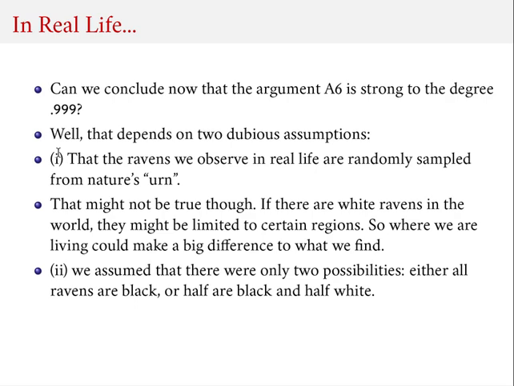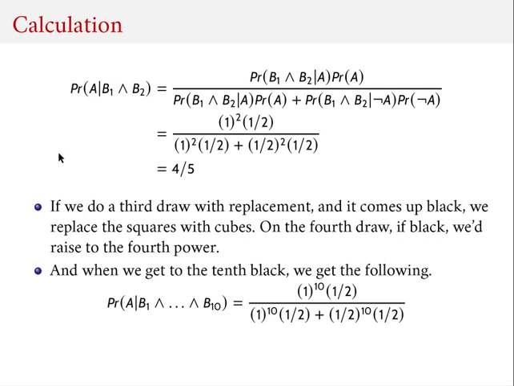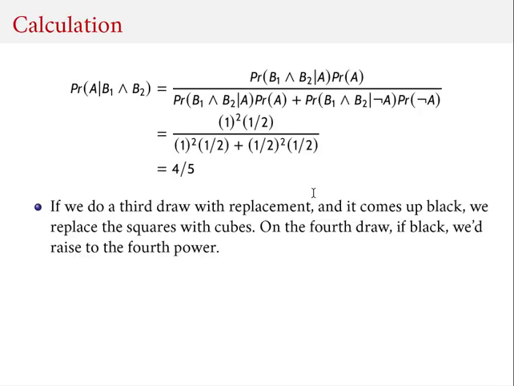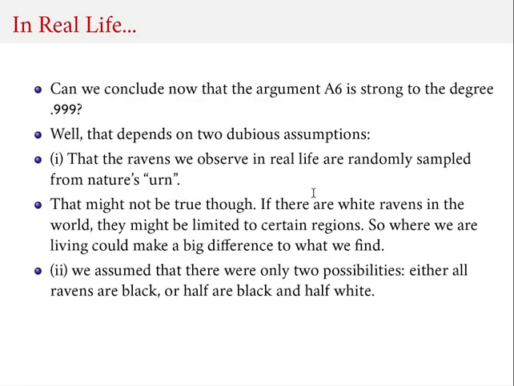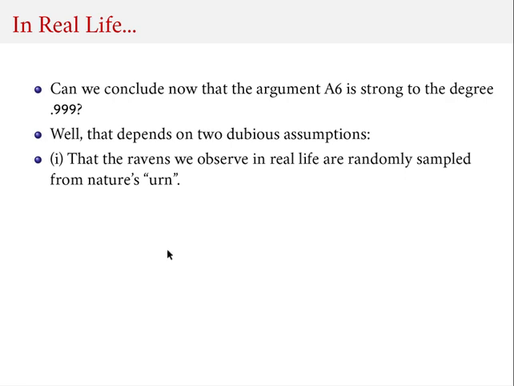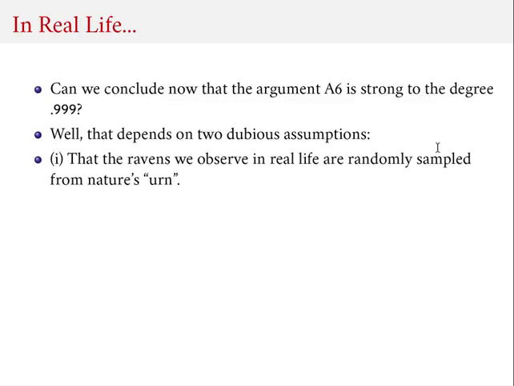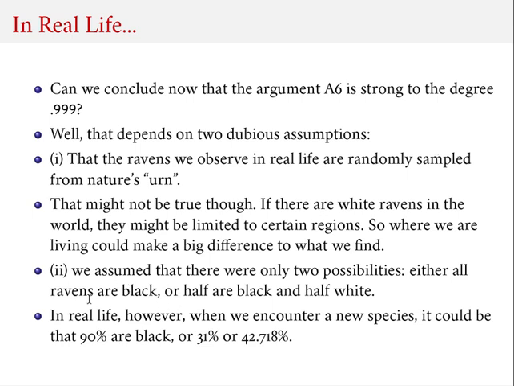But there's another problem, which is that in this urn example, we assume that there's only two alternative hypotheses. We assume that either the urn contains only black marbles, or the urn contains an equal mix of black and white marbles. So that's like assuming that there's only two possibilities about ravens. That is, we would be assuming that either all ravens are black or half are black and half are white. So in order to draw an analogy with this urn case, we'd have to assume that there's only two possible hypotheses for the possible colors of ravens in this world, which is that either they're all black or half of them are black and half of them are white.